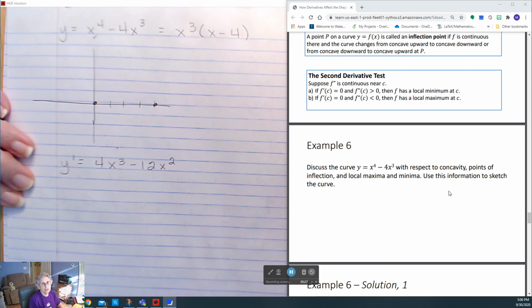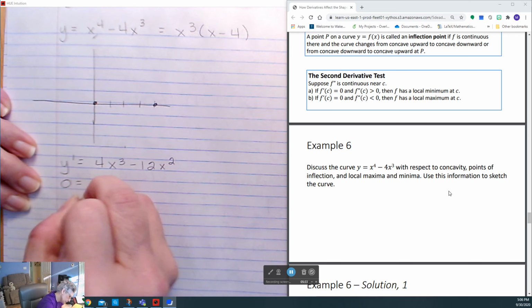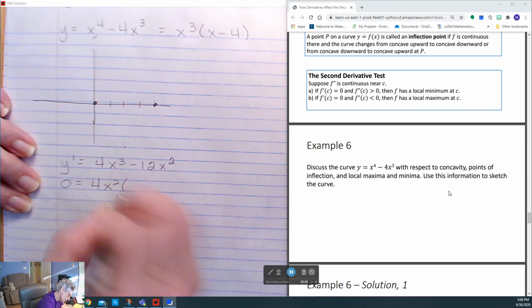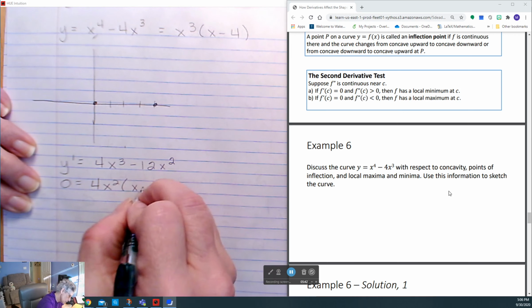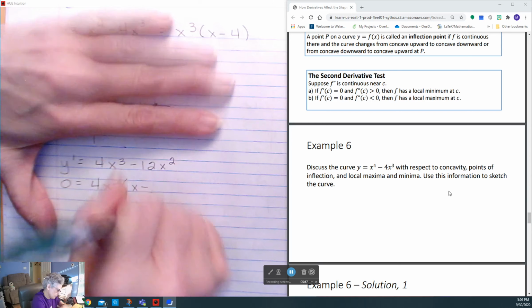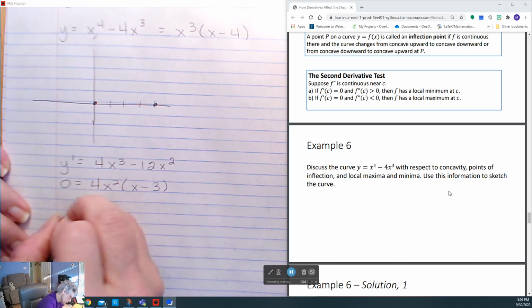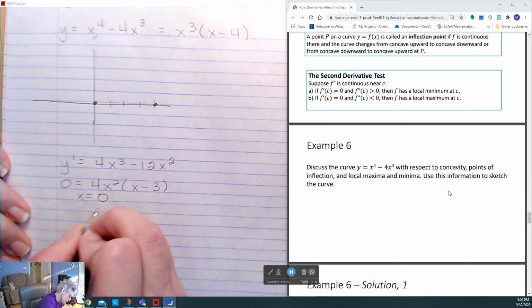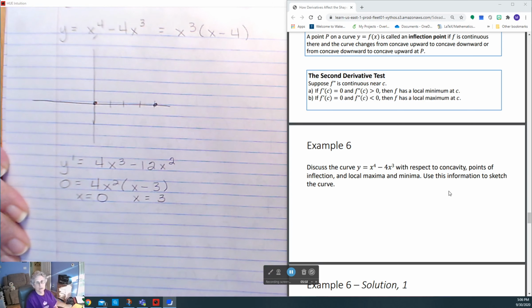So 4 falls down, 3 falls down, gets multiplied by 4. I'm going to set this equal to 0. And let's factor out 4x squared. I'm left with x minus 3, not 12. So this is equal to 0 when x is equal to 0, or when x is equal to 3.